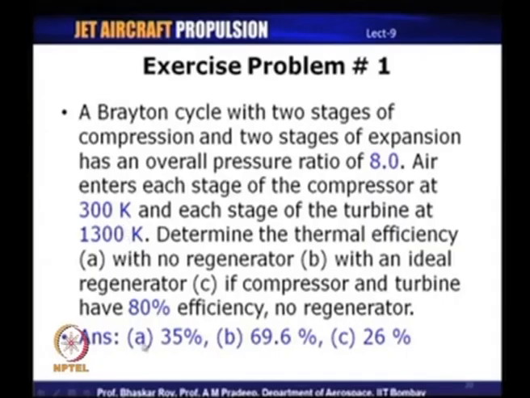So, the answer to part A is 35%, part B is 69.6%, and part C, if the compressor and turbine both have efficiency of 80% and no regeneration, then the efficiency is 26%.